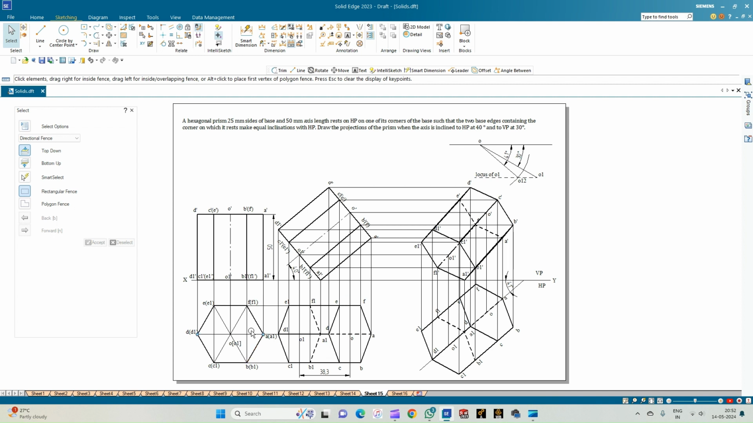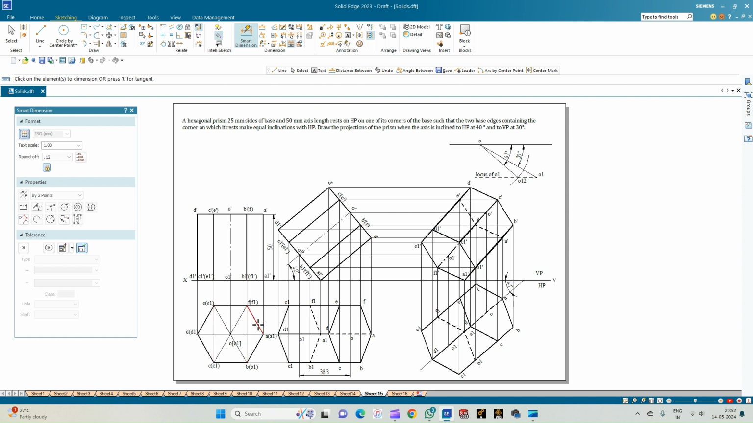To summarize, we have got a hexagonal prism resting on one of its corner, and the two edges containing this corner, that is AF and AB, are making equal inclinations with the HP, and the edges of the prism measure 25 and the axis measures 50 mm. And in the second position, the axis is inclined at an angle of 40 degrees, and then in the third position, the axis is inclined to the VP at an angle of 30 degrees.